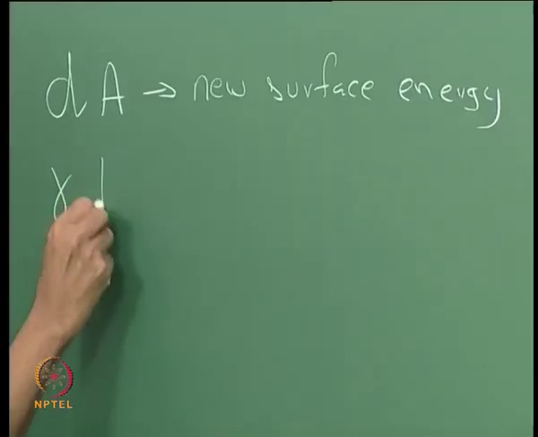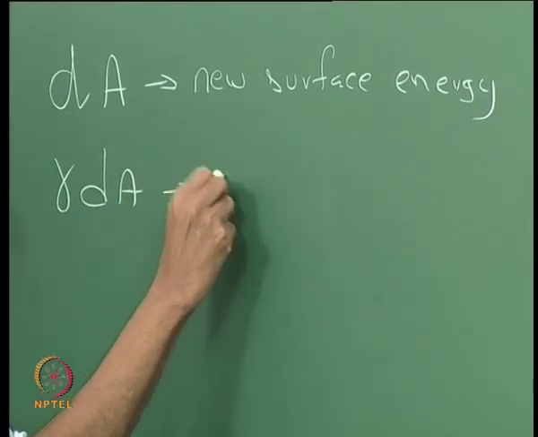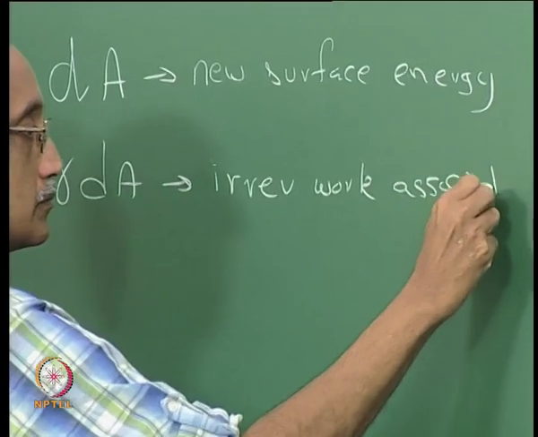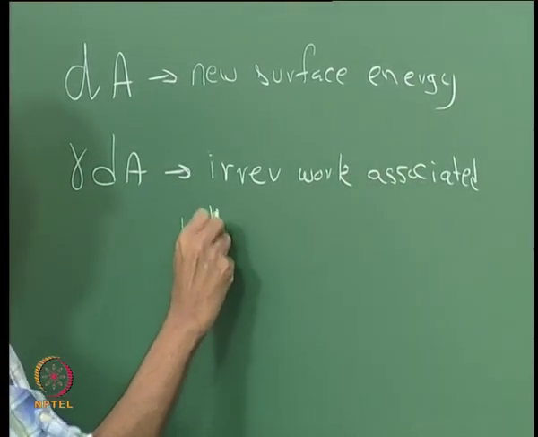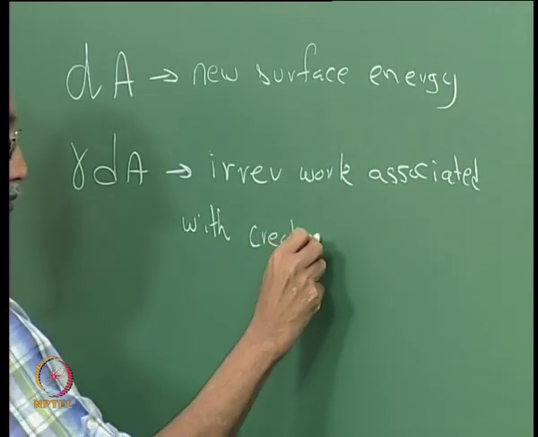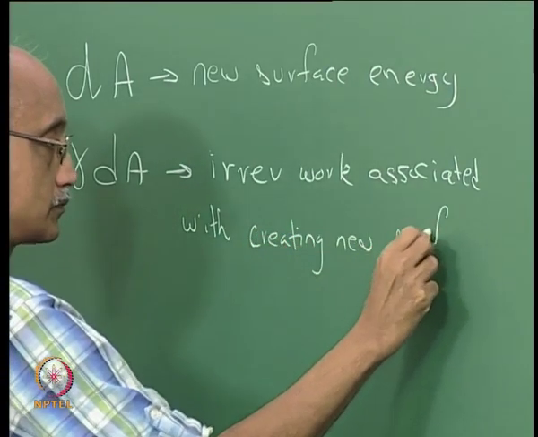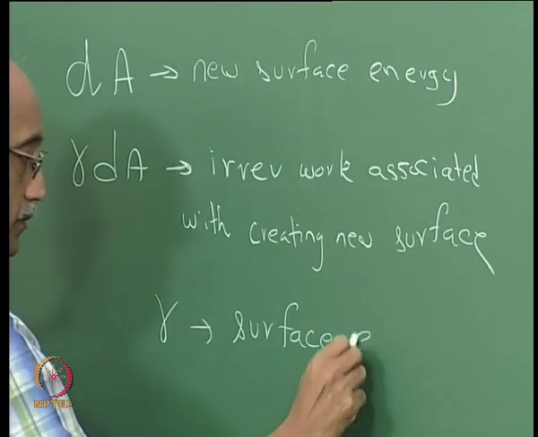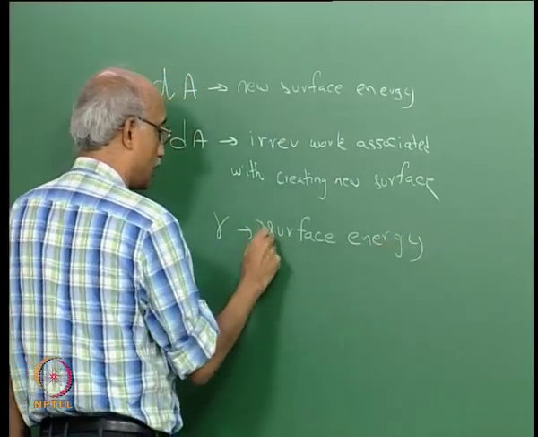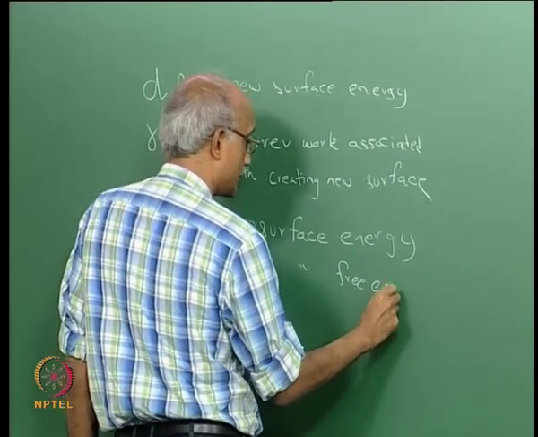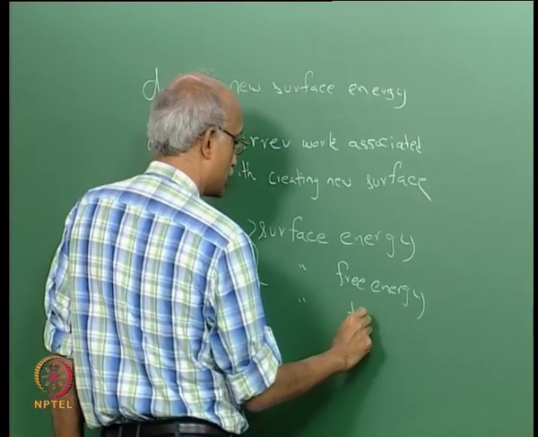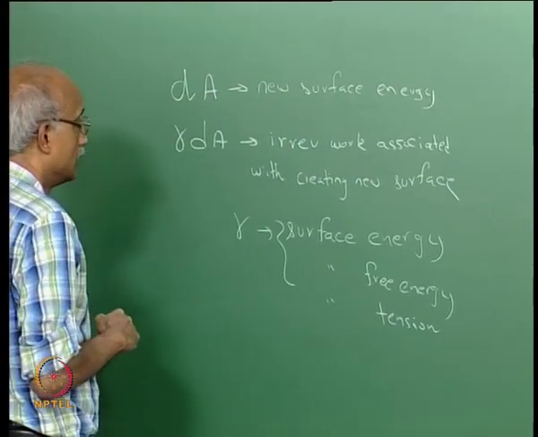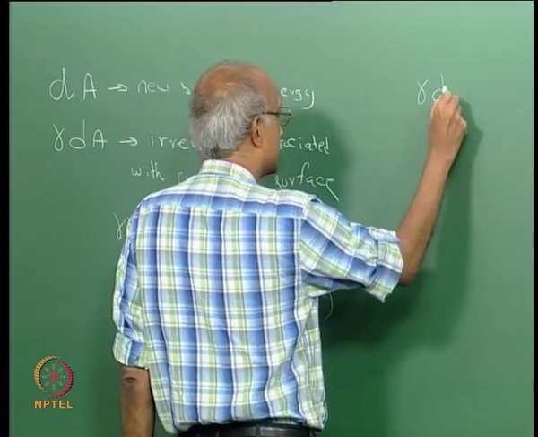Then gamma times dA is the irreversible work associated with creating the new area or new surface, where this parameter gamma now is the surface energy or surface free energy or surface tension associated with the particle. So, what is this gamma dA equal to?